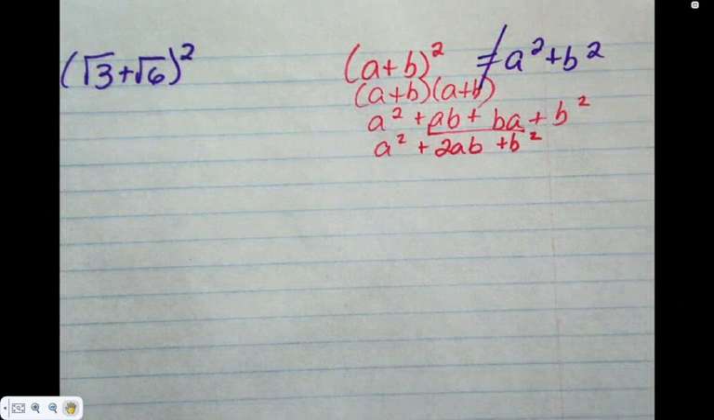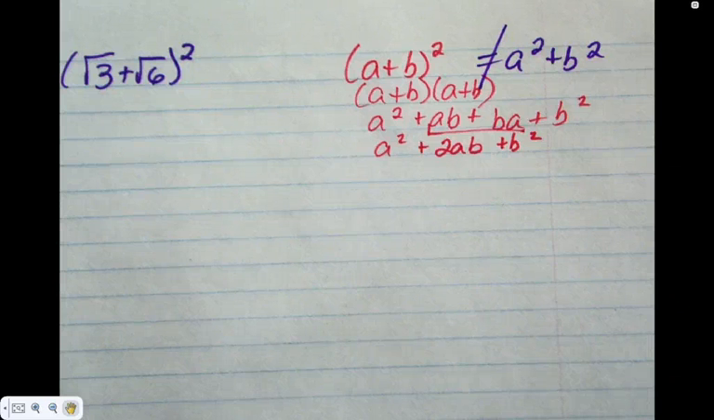This is such a common mistake that we call it kitten killing. So every time you make that mistake, a kitten dies. Every time you make that mistake, I'm going to call you a kitten killer. It does not equal a squared plus b squared.